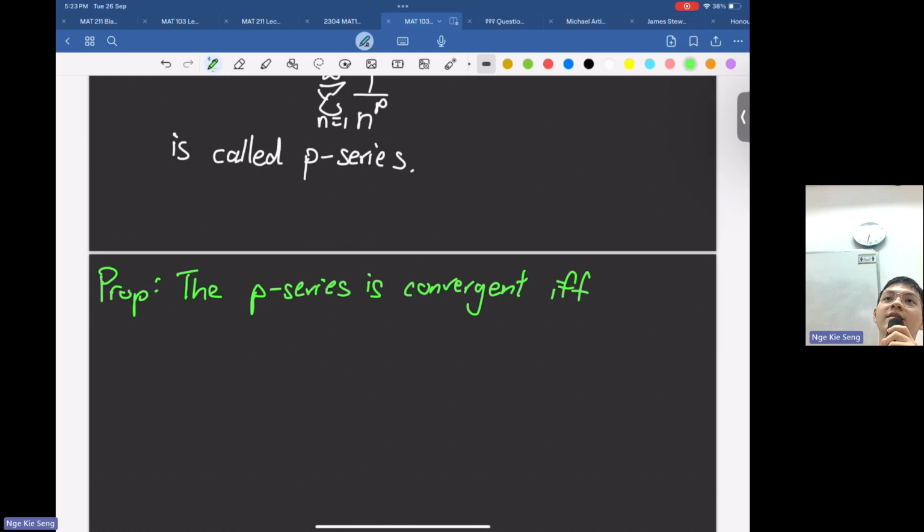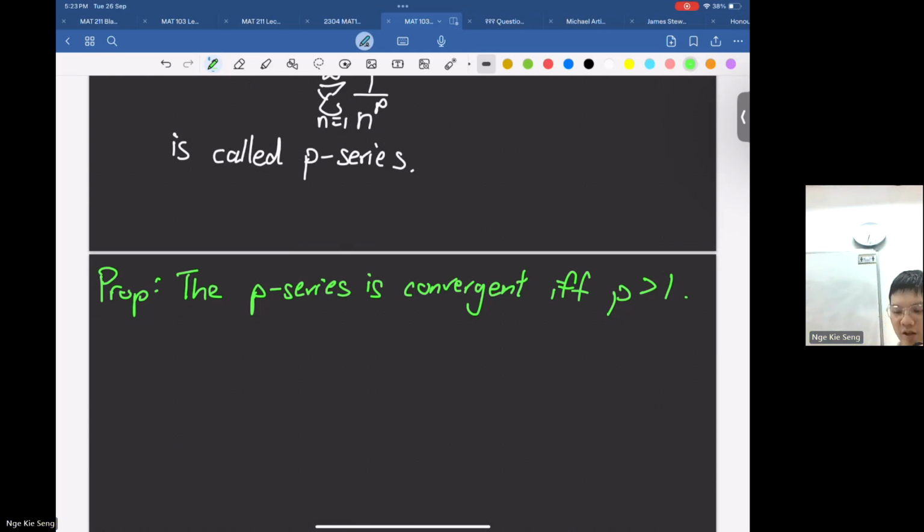You already saw examples, right? What example did you see just now? P equals 2 converges. So if and only if P is greater than 1, actually. And the harmonic series diverges. The harmonic series is when P equals what? P equals 1. So 1 also diverges. So probably we split at 1. This is the if and only if, right?